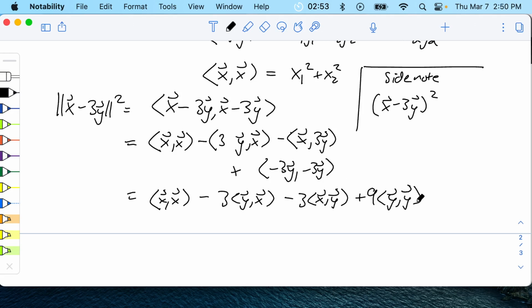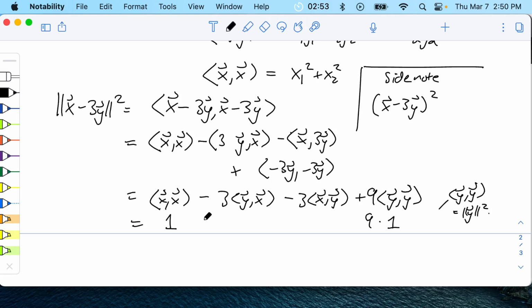Okay. And now you know things about the vectors. You know they are unit vectors, so x with itself is the norm of x squared, which is 1. Y with itself is a unit vector, so that is 1. And in the middle, you have the inner product of x and y, but I told you in the question that was a half.